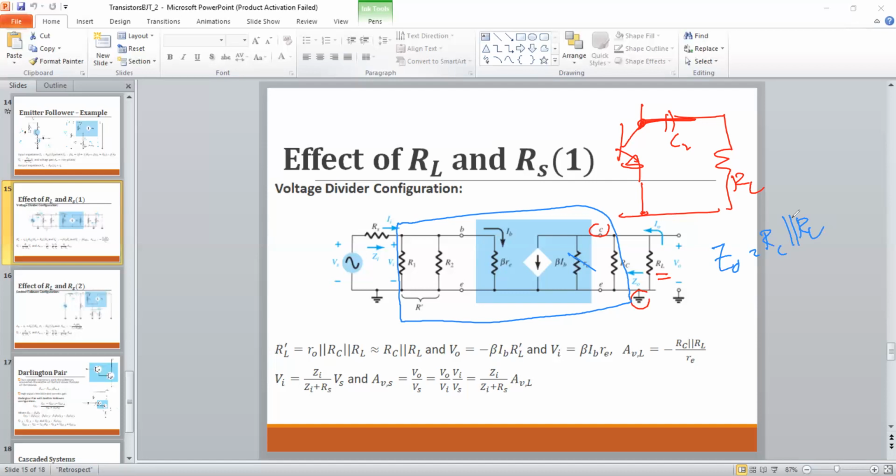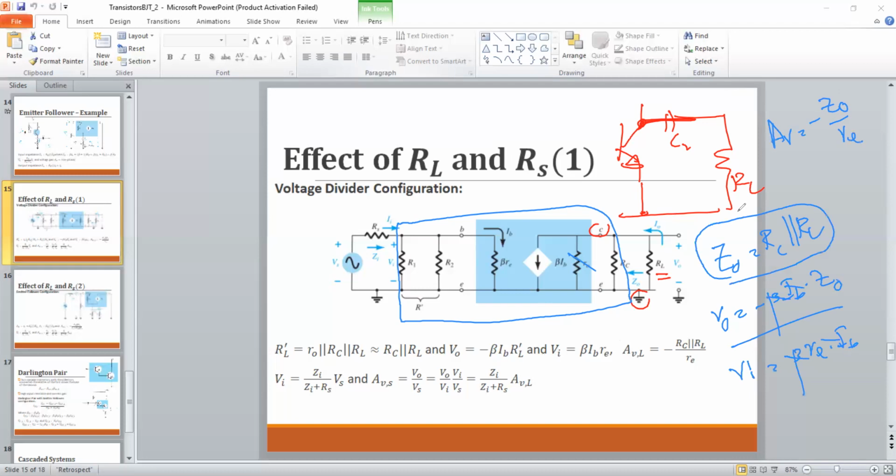So if you want to evaluate the output voltage, V out is equal to minus beta times IB into this parallel impedance, which is now Z out. So what about the input voltage? You have the base current flowing through it, so the input voltage is beta times RE times IB. Then beta and IB cancel, so the voltage gain is actually minus Z out over RE. Z out is the parallel combination of RC and RL.